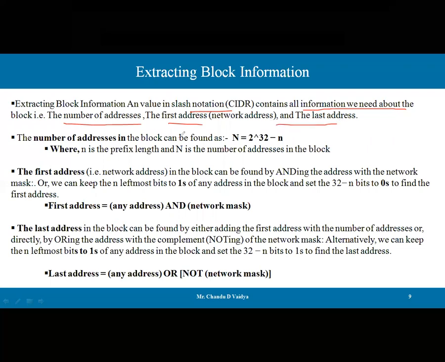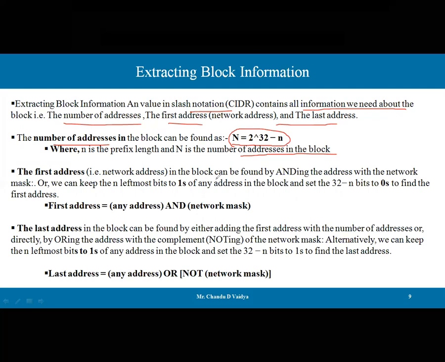So on the basis of this slash notation, we can find out these particular things: number of blocks, first address and last address. What is the formula for that? The number of addresses in the block can be found as N equals 2 to the power 32 minus n. By using this formula, we can get the number of addresses in the block, where n is the prefix length and N is the number of addresses in the block. Then how to calculate the first address? So there is a formula.